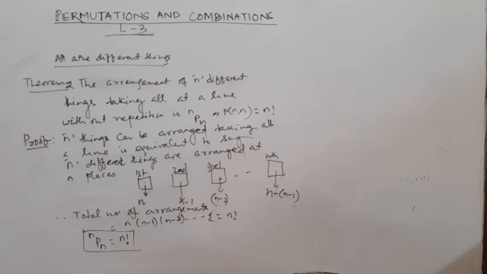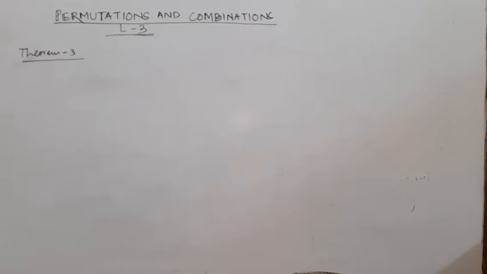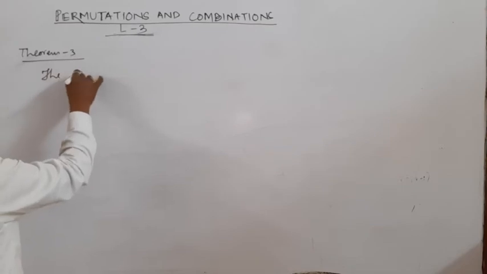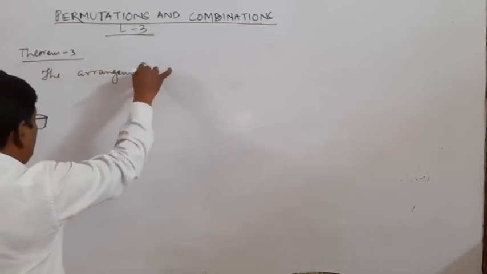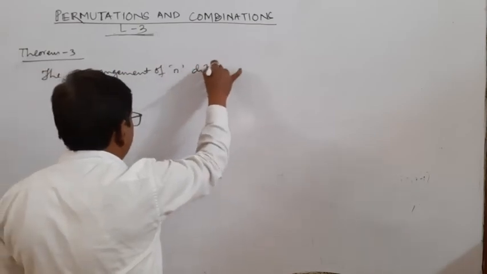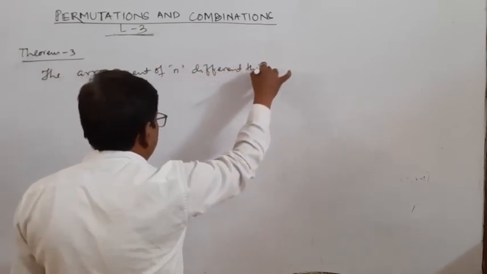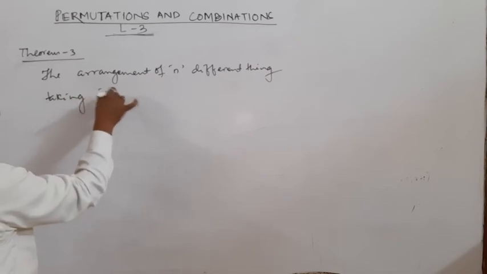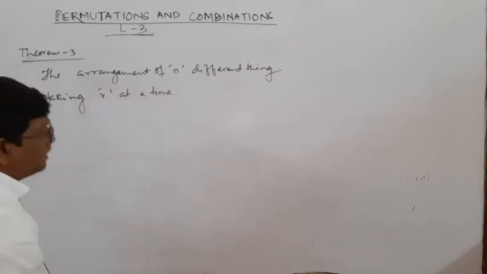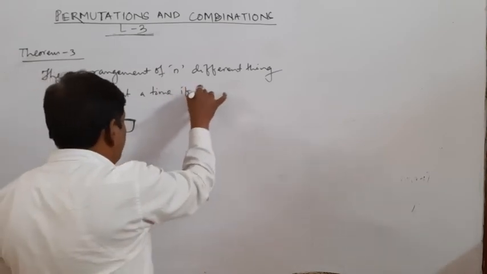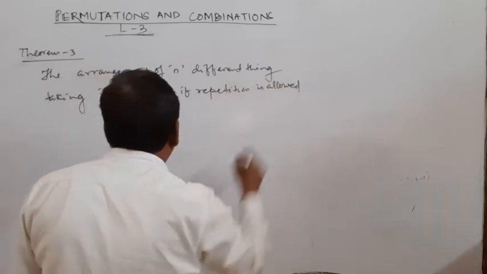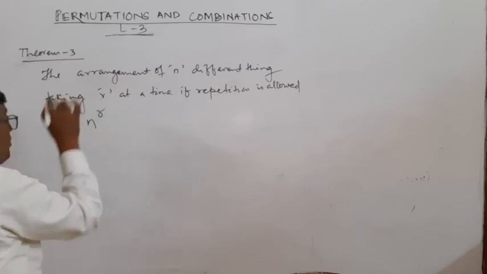Theorem 3: if repetition is allowed, the arrangement of n different things taking r at a time is given by n to the power r.